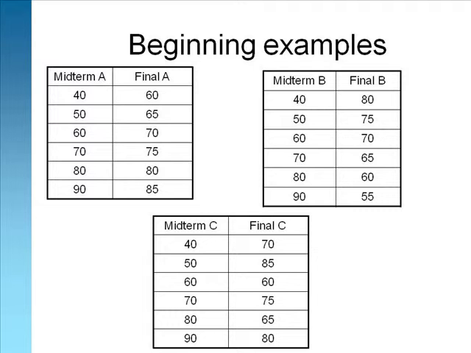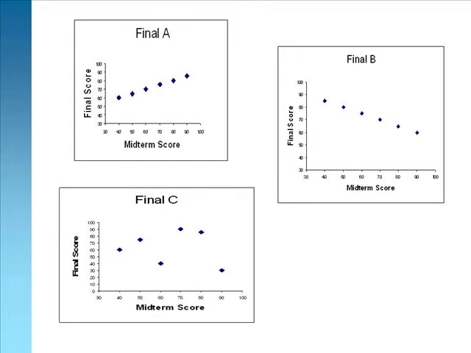A picture always helps. These are ordered pairs. The graphs are on the next slide. On each graph, the horizontal x-axis is the midterm grade and the vertical y-axis is the final grade. Final A had a perfect positive correlation with the midterm grade. The lowest midterm was the lowest final grade. As the midterm grade increased by 10 points, the final grade increased by 5 points.